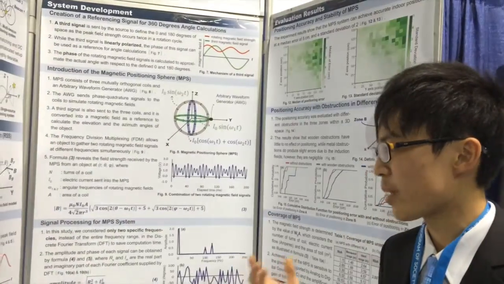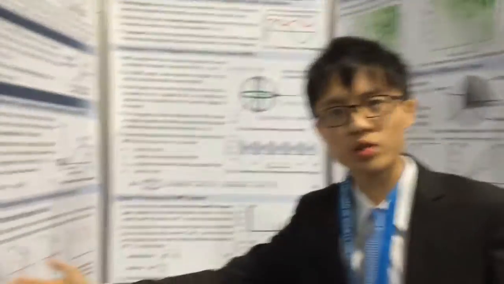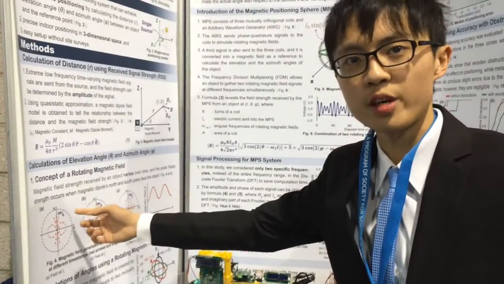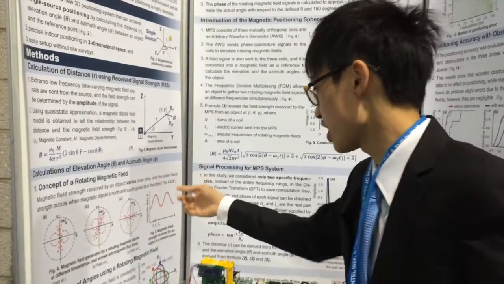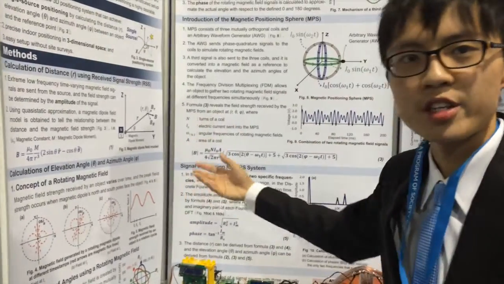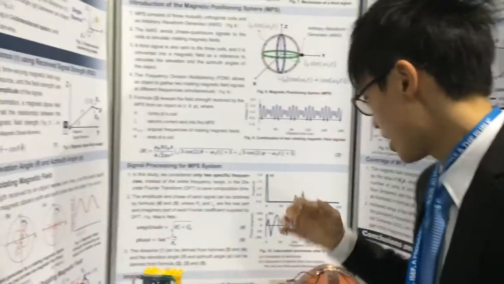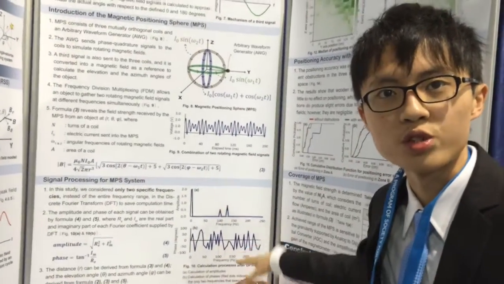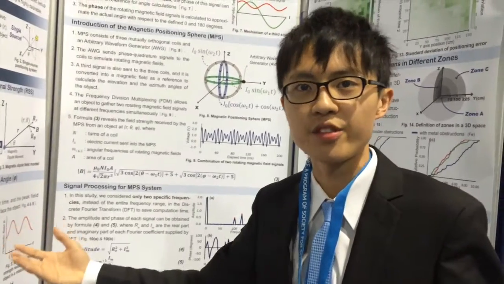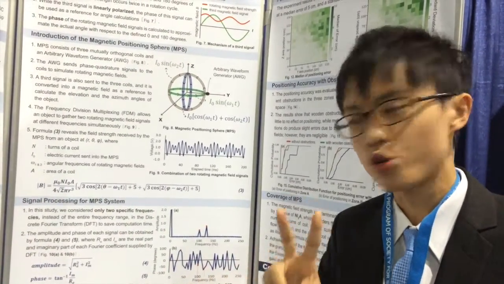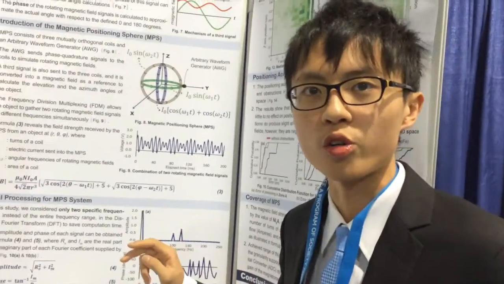But what is a rotating magnetic field? So here's a rotating magnetic dipole, and it's rotating. And the object over here will receive a magnetic field strength signal like this, and it varies over time. In this study, I use electromagnets to simulate this rotating magnetic field. And this is done by feeding phase quadrature signals to 2 mutually orthogonal coils.